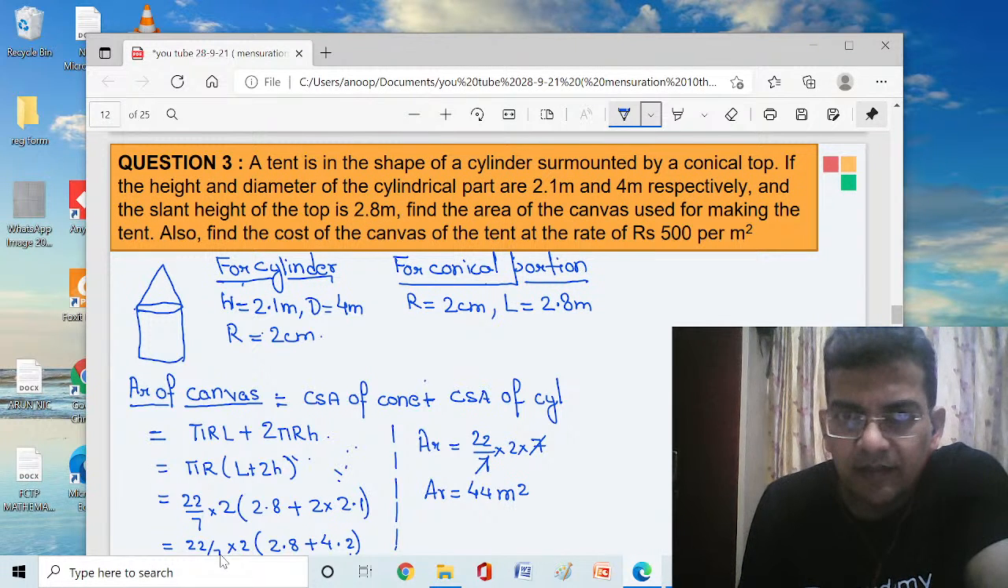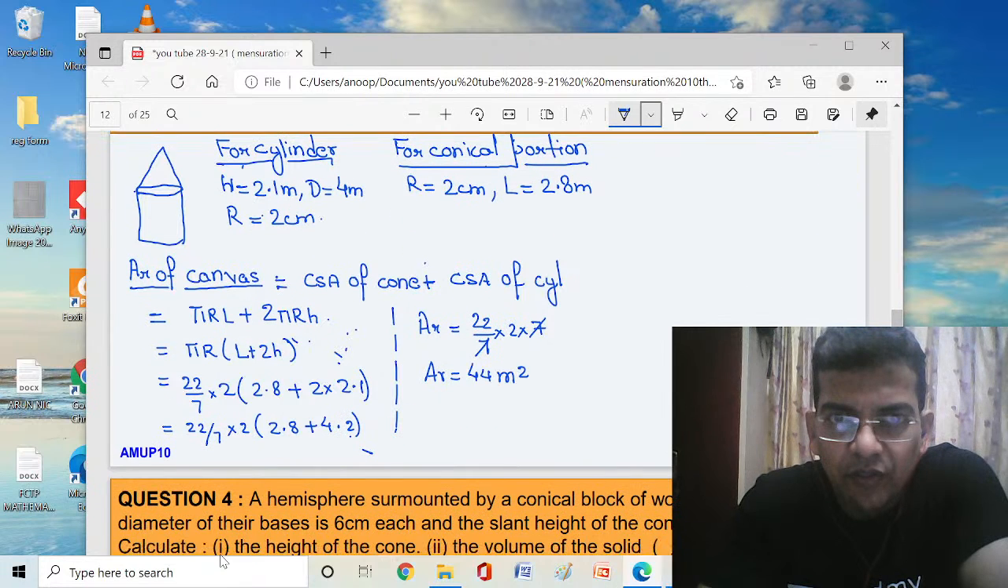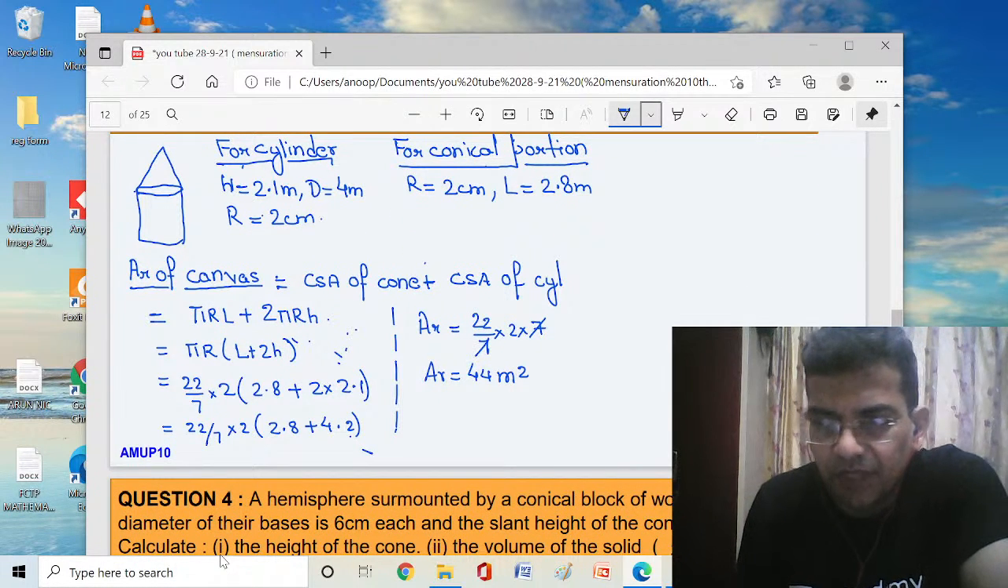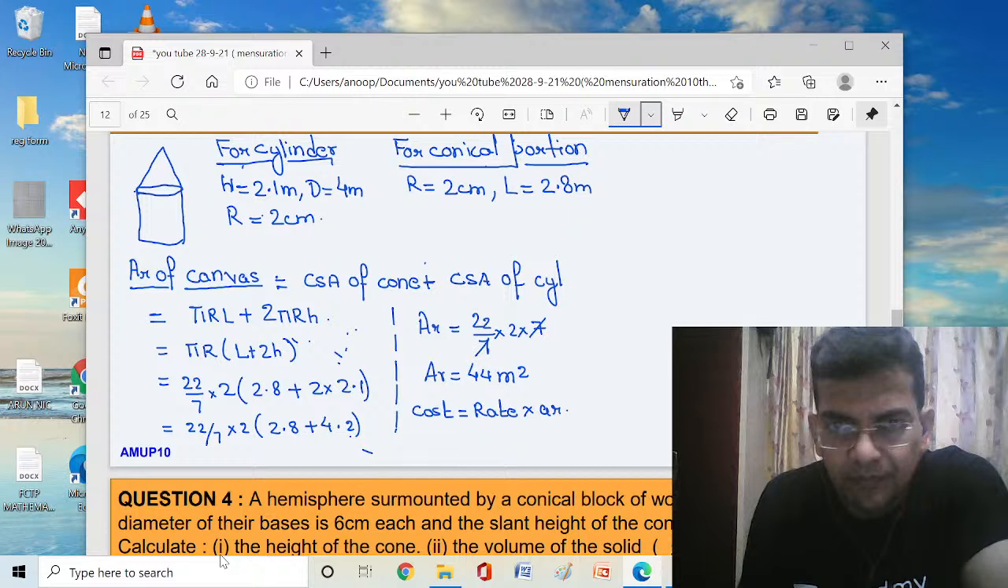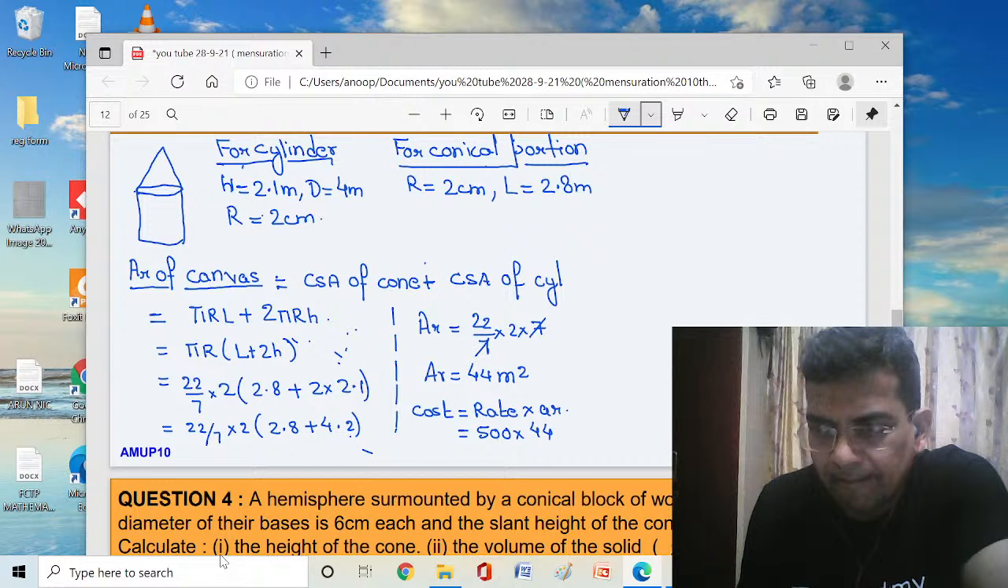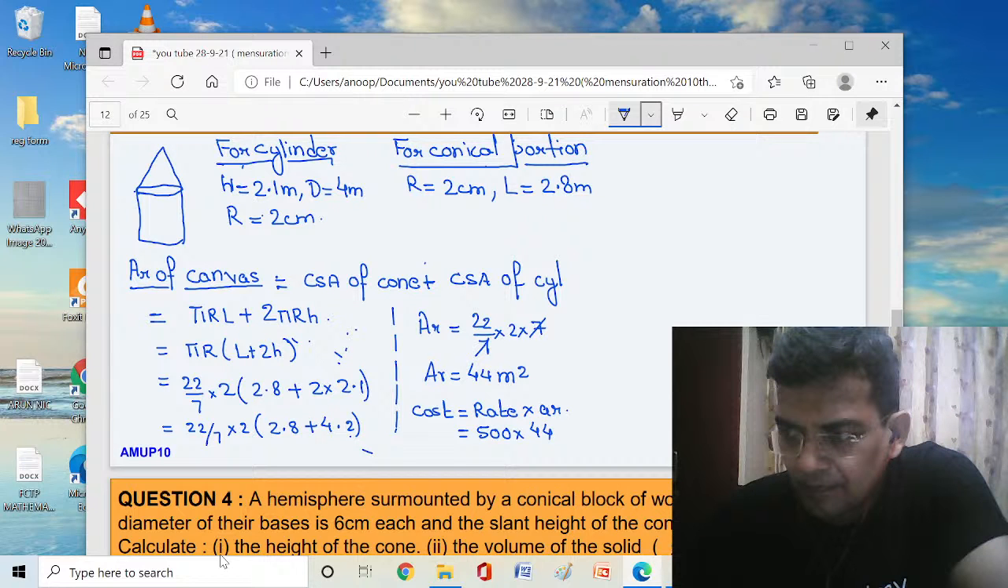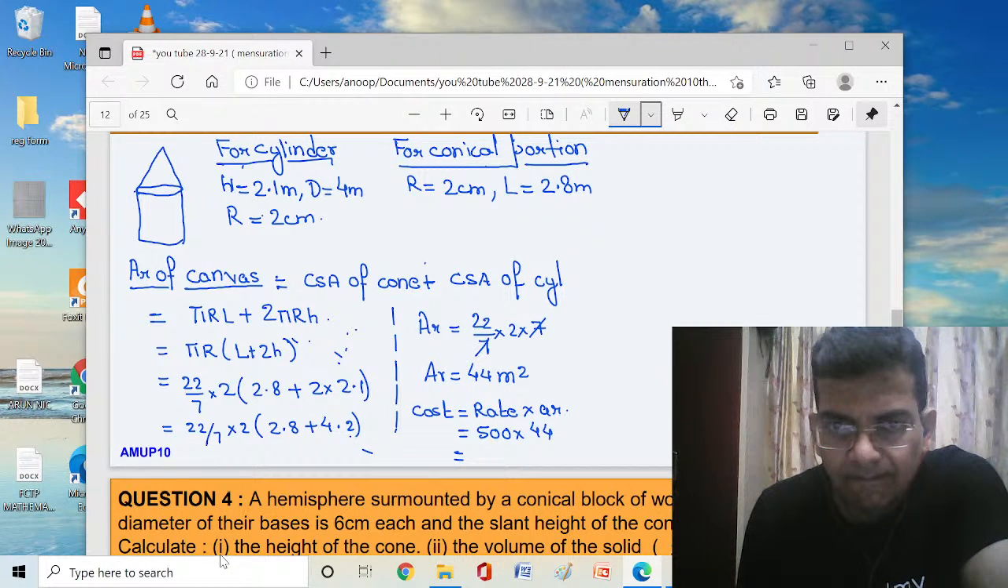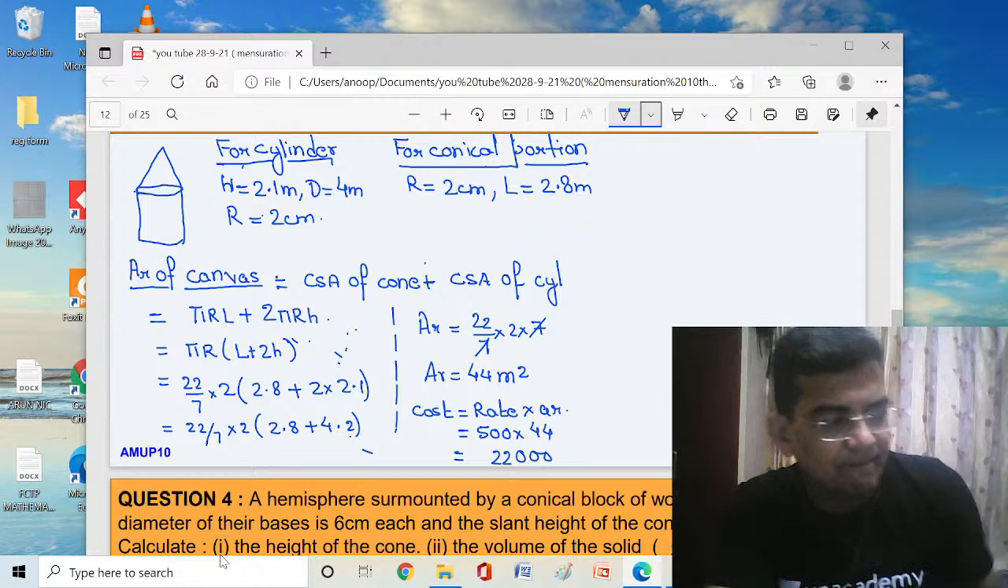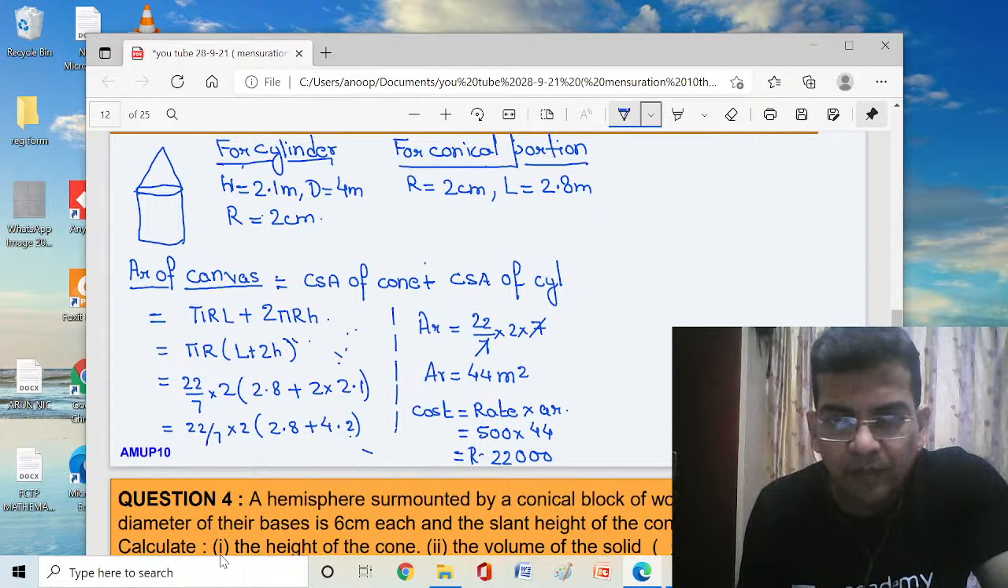So after calculating this area, now the question says you also have to find the cost. So let's see how we are going to find the cost. So cost is equal to rate into area. So rate is 500, area is 44. So this will be the cost. See.